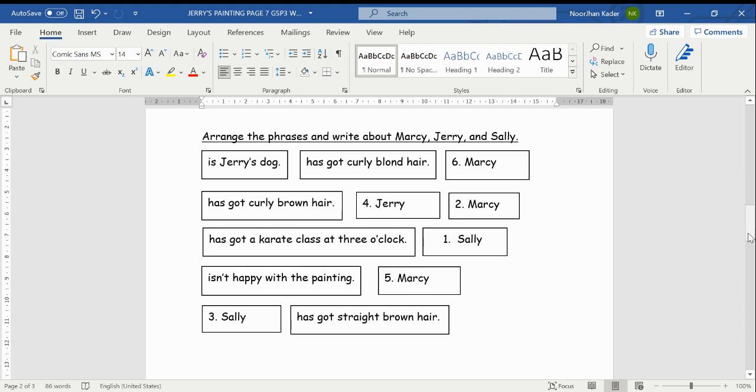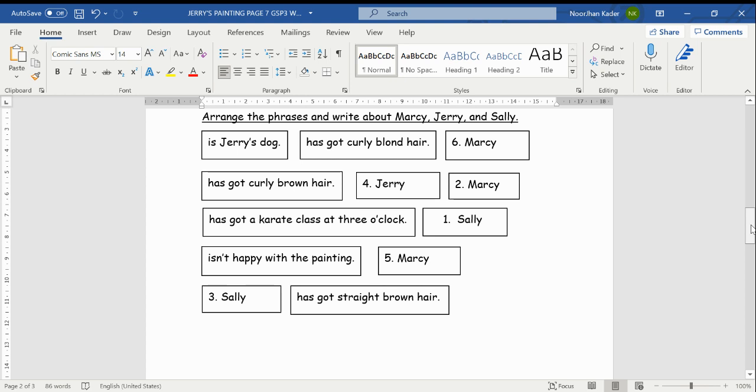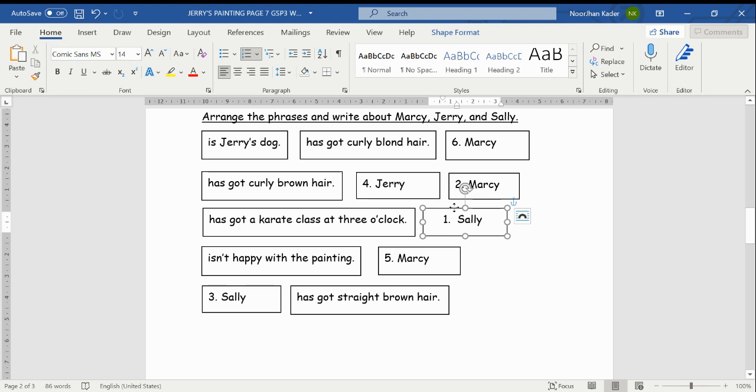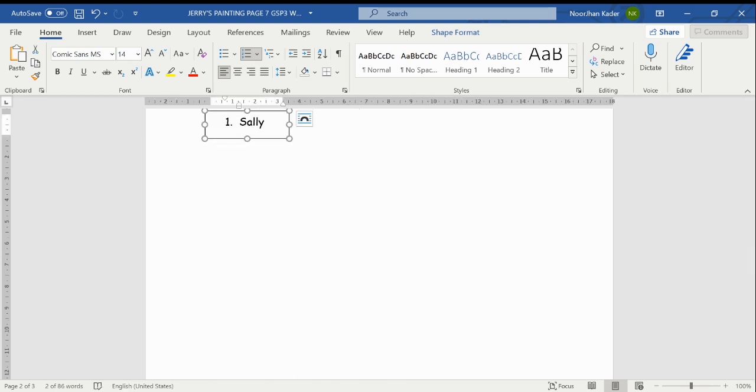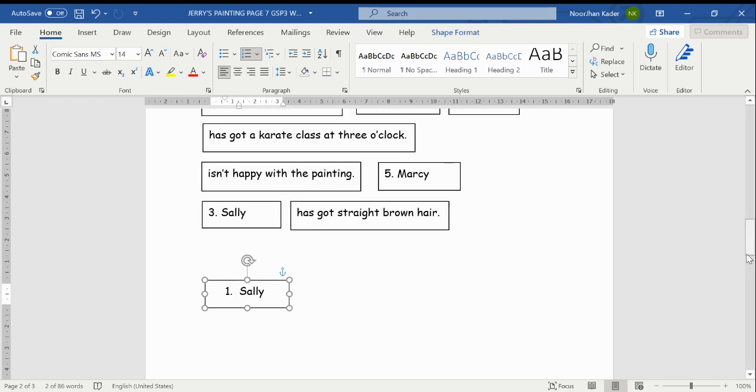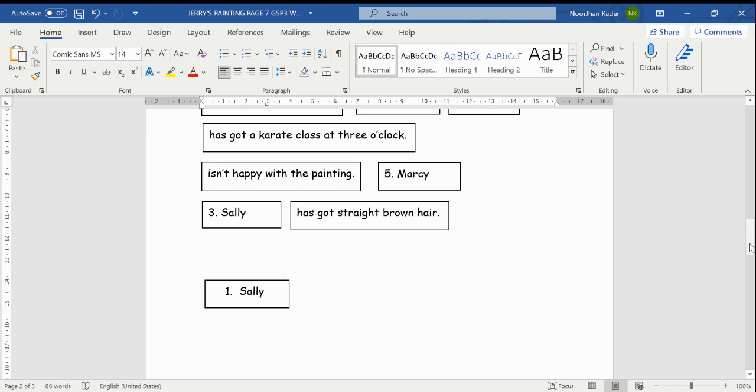All these sentences start with names, like Sally, Marcy, then Jerry. Okay, let's start. Of course the first one will be this one because it is already numbered. The box is already numbered, so we have to select this one. This one is the first one. So we move here first. Let's go a bit down. Okay, we move here.